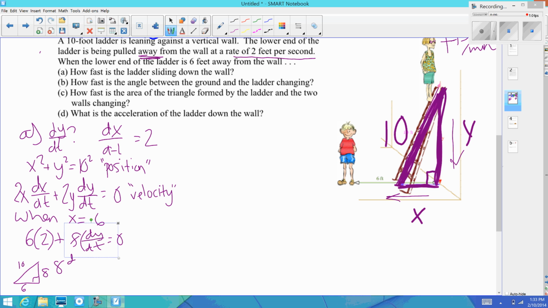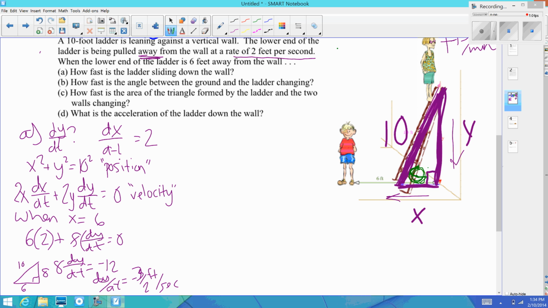So we get 8 dy/dt equals negative 12, and dy/dt equals negative 12 over 8, divided by 4, 3/2 feet per second. So how fast is the ladder sliding down the wall? It is sliding down at a rate of 3/2 or 1.5 feet per second. All right, so second part. How fast is the angle between the ground and the ladder changing? All right, so we need to figure out some kind of equation. Here is my theta.